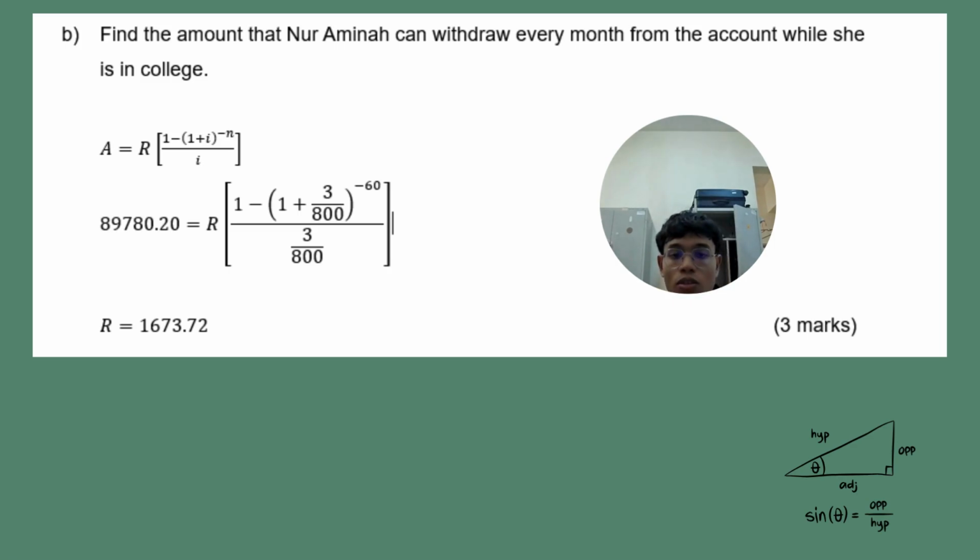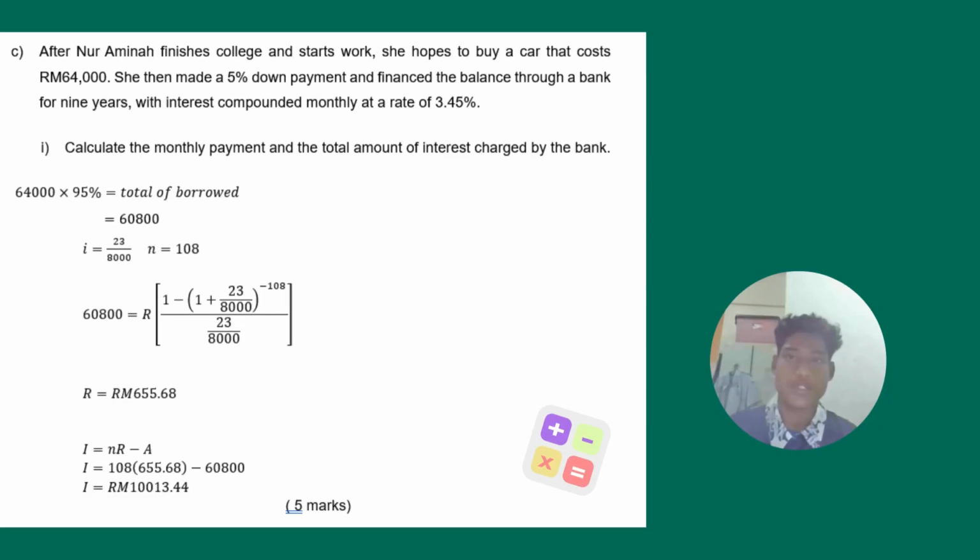Good. We will continue to my friend for the next questions. So next is question C. After Nur Amina finishes college and starts work, she hopes to buy a car that costs 64000. She then makes a 5% down payment and finances the balance through a bank for 9 years with interest compounded monthly at a rate of 3.450 percent. So calculate the monthly payment.